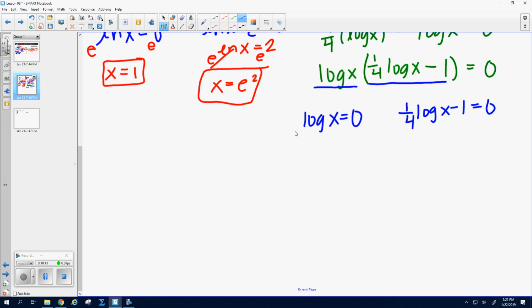So this one's log x is already by itself. We're going to exponentiate by doing 10 to that power. And so I get 10 to the 0, which is 1. On this side, I need to add 1 first. And then I need to multiply by 4.